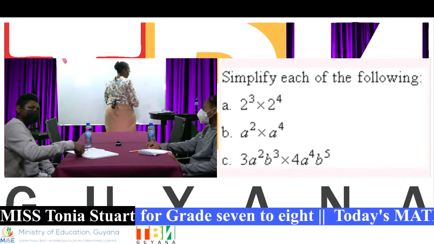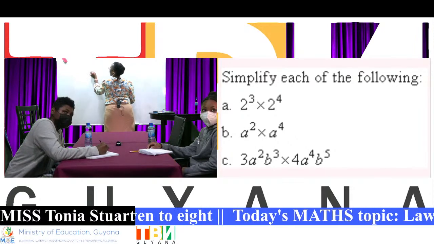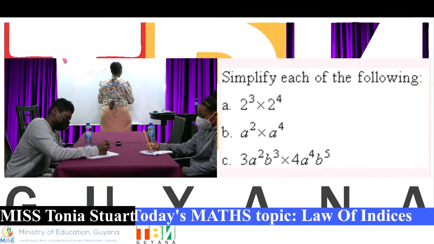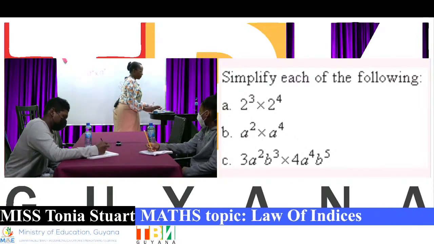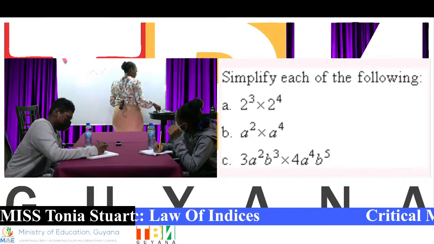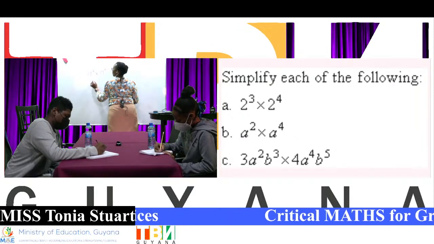Please call some out for me. A to the second power times A to the fourth power. What do we need to look for? The base, if the bases are the same. Same base? Yes, ma'am. So what do we need? We need to add the powers.